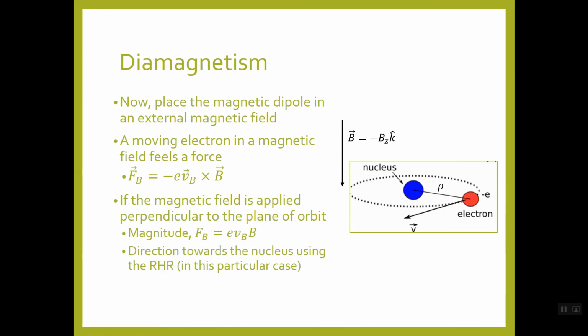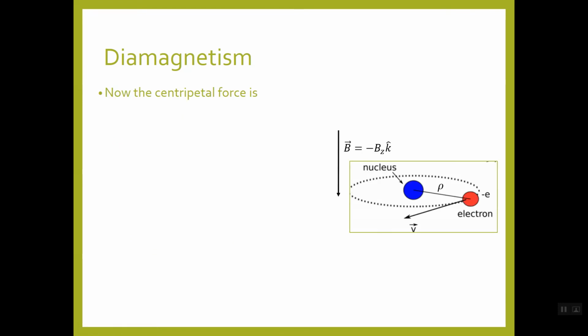And the direction, if we use the right-hand rule in this particular case, if we look at the velocity, the direction of the B field, and the fact that it's a negatively charged particle, we find that the magnetic force is also towards the nucleus. So now the centripetal force is the electric force, the attractive force the electron feels from the nucleus, and this magnetic force, also going towards the center. So we add those two up to get the centripetal force.